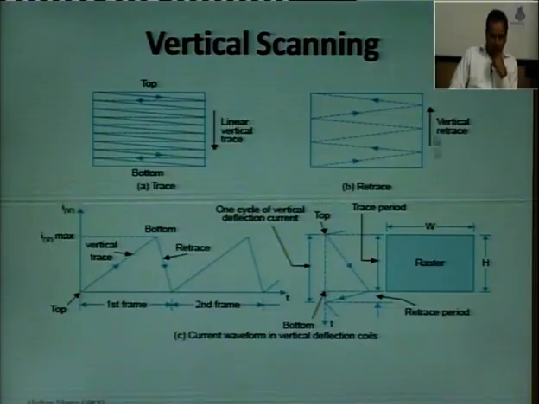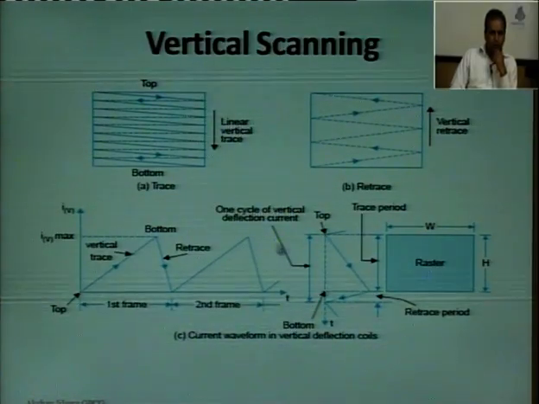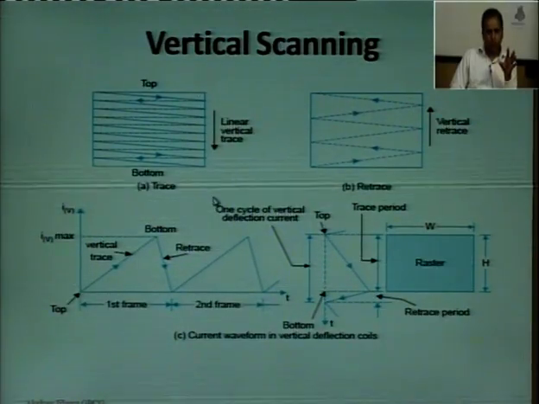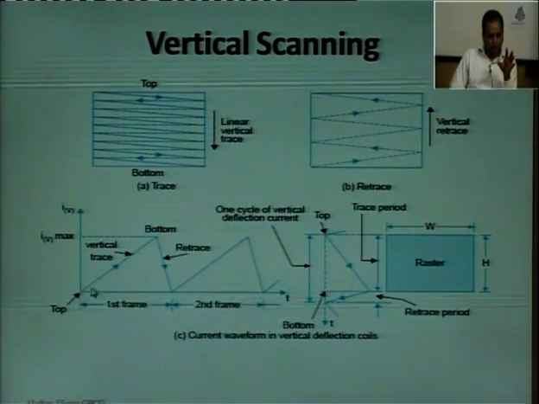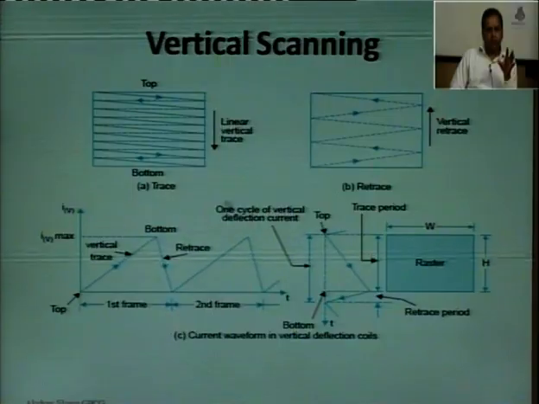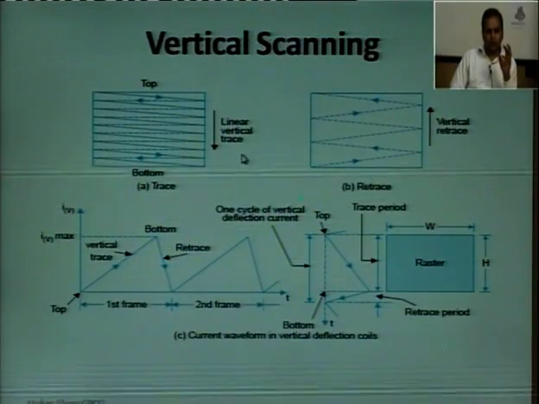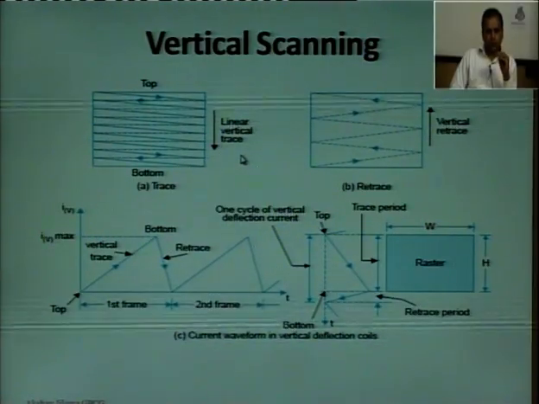This shows vertical scanning. In vertical scanning, what happens? The beam spot is moved from top to bottom, top to bottom. So, here when current rises, the beam spot moves from top to bottom. The beam spot is under the effect of a force which enables it to move from top to bottom.